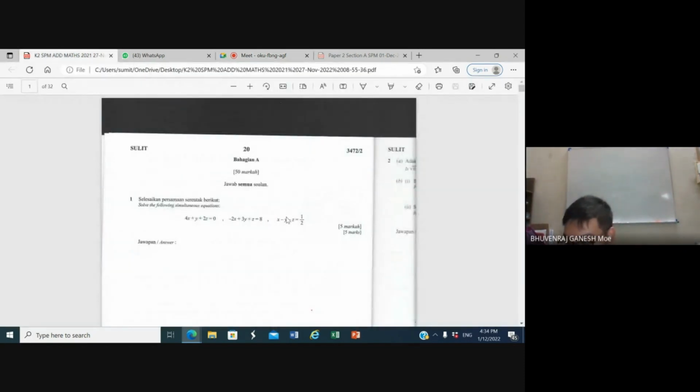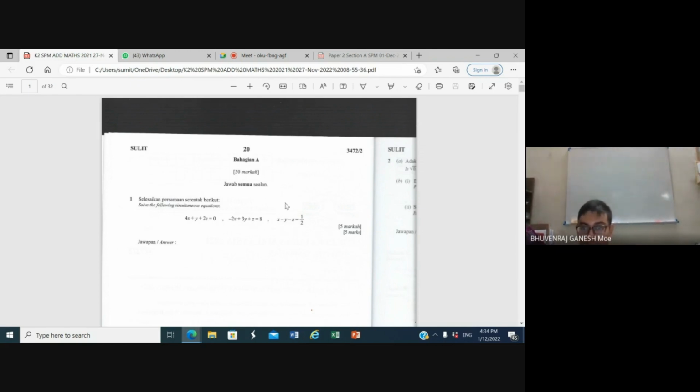Okay, so this one now you tell me. This question, what chapter is it actually for this one? The first thing that comes to your mind. What chapter is it? Quadratic? Not really quadratic. It's in Form 4, one of the chapters. You remember your, yeah, correct. Simultaneous. Yeah, that's the one.